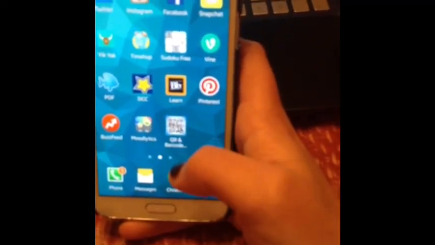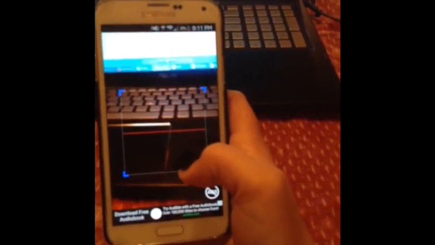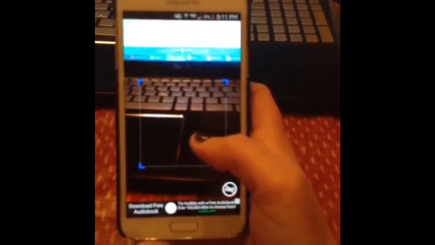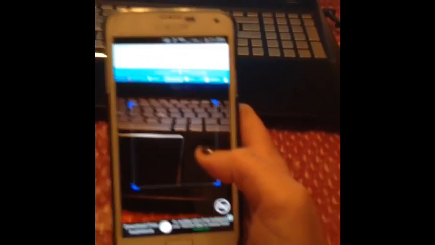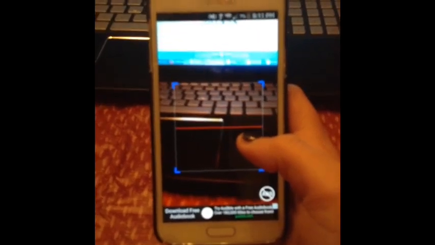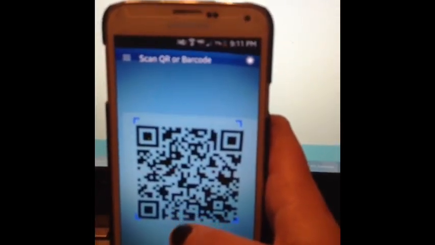Once you have downloaded the app, just open it up on your device, and it should look something like this. Make sure the QR code that you do scan has this box. They may look slightly different because there are various versions, but as long as it has a box like this, it should work perfectly. So to scan your QR code, whether it be in a digital form or on a piece of paper, I'm going to show you through a digital form. You just hold up your device to the QR code and make sure it's right in between the box.